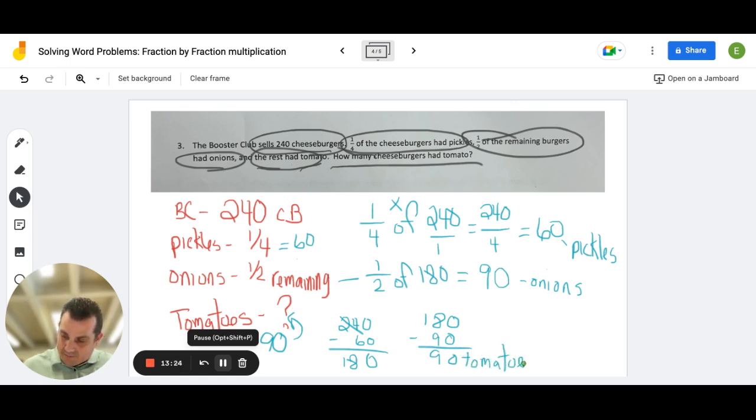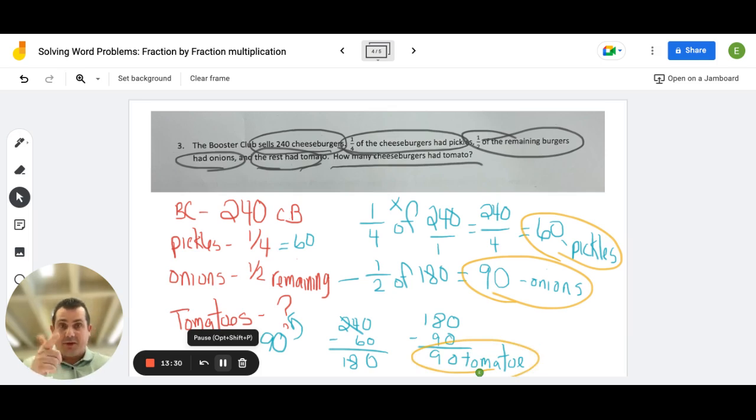And there are our answers. 60 with pickle, 90 with onions, 90 with tomato. But the question wanted how many cheeseburgers had tomato? 90. Okay.